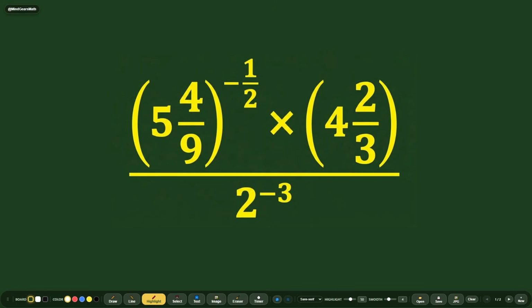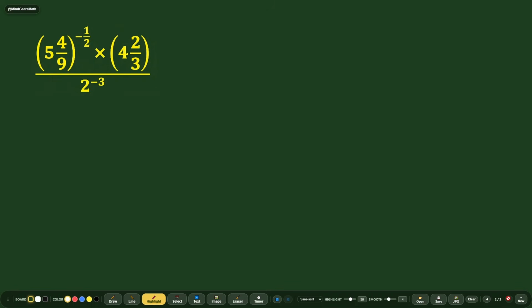Hello everyone, can you solve this one of the hardest mixed fraction problems? 5 and 4 over 9 to the power of minus 1/2 times 4 2 over 3 divided by 2 to the power of minus 3. This equation seems complicated, but actually it's not that hard.